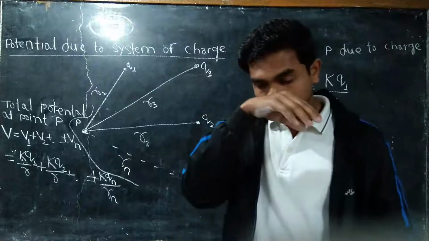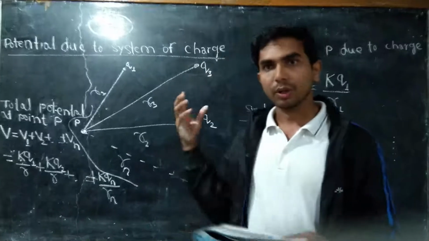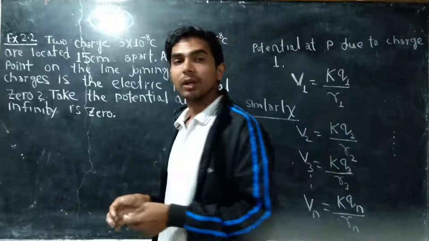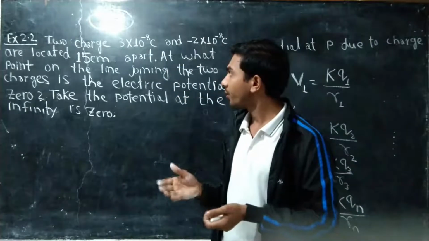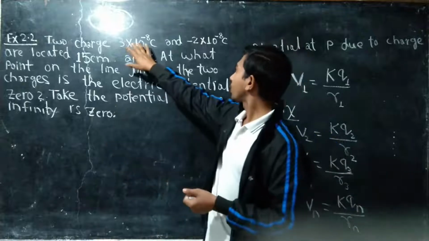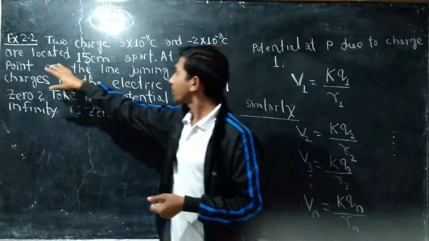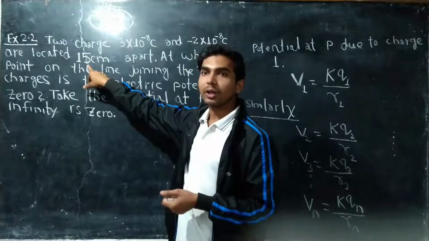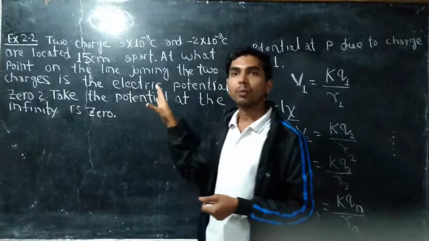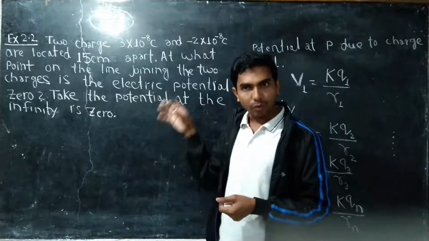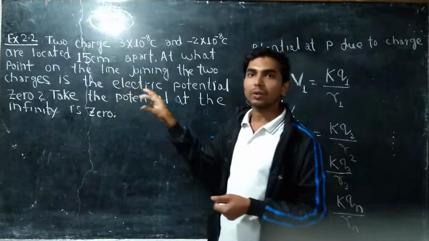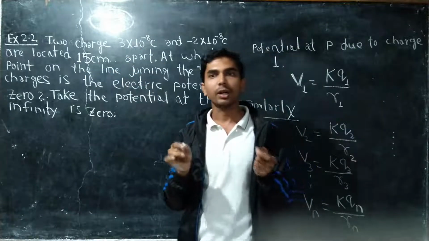First I have to write the question on the blackboard, and after that I will solve it. Now you can see I have written the question on the blackboard. Two charges are separated by 15 centimeter, and we have to find a point where the electric potential is 0. So two point charges are separated by this much, and we have to find a point where the electric potential is 0.